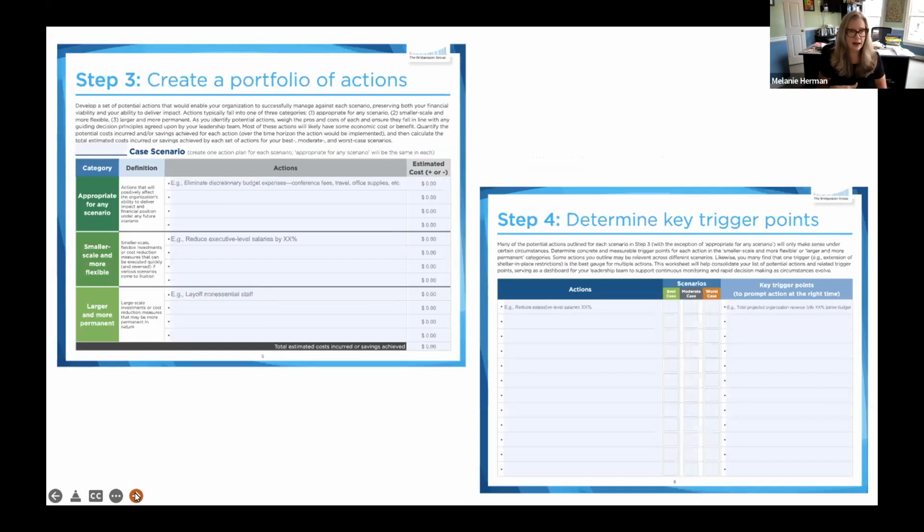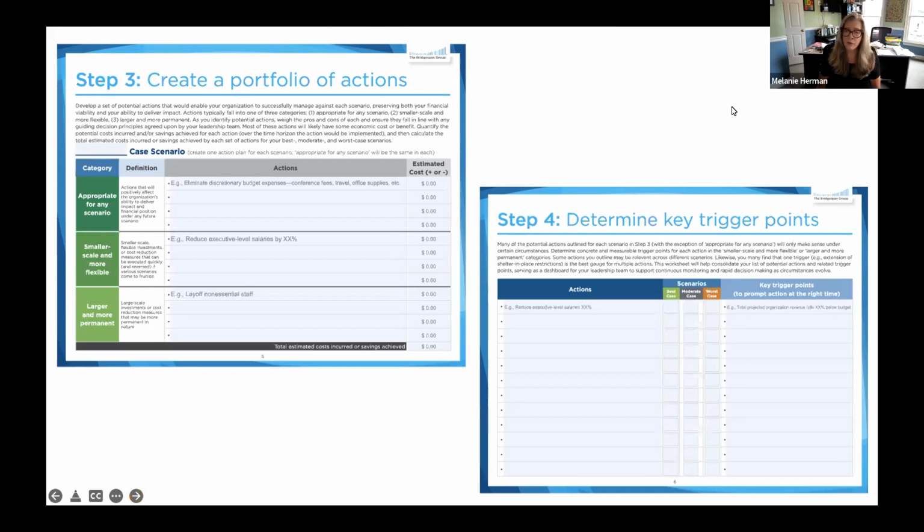So on this next slide, I've shown screenshots of step 3 and step 4. Step 3 is creating a portfolio of actions. And again, I love this concept because it's reminding us that there's never only one thing we can do. On the left-hand side, they've listed these categories from appropriate for any scenario to more flexible. And the third category is larger and more permanent. And they've provided a definition of each topic. And then they've invited us to list actions and even to plug in an estimated cost or savings, perhaps, so plus or minus.